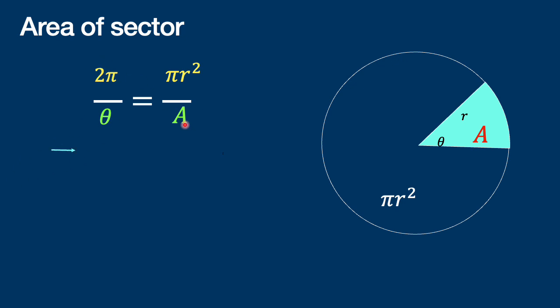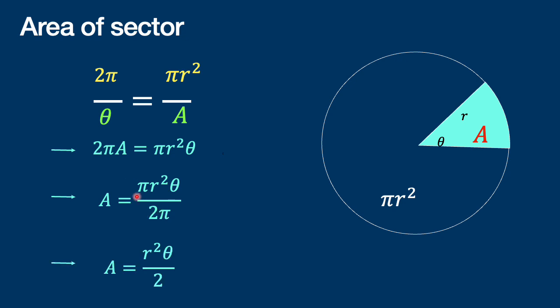2 pi A equals pi r squared theta. We're looking for the value of A, so we divide by 2 pi. The area of the sector is pi r squared theta divided by 2 pi. The pi's cancel out. The area of the sector is 1/2 r squared theta. That's the area of a sector.